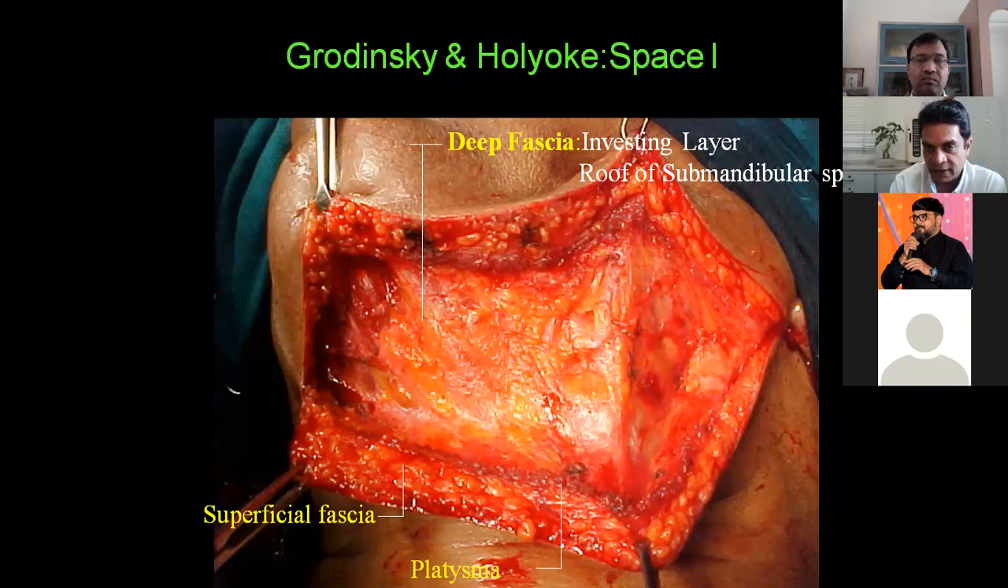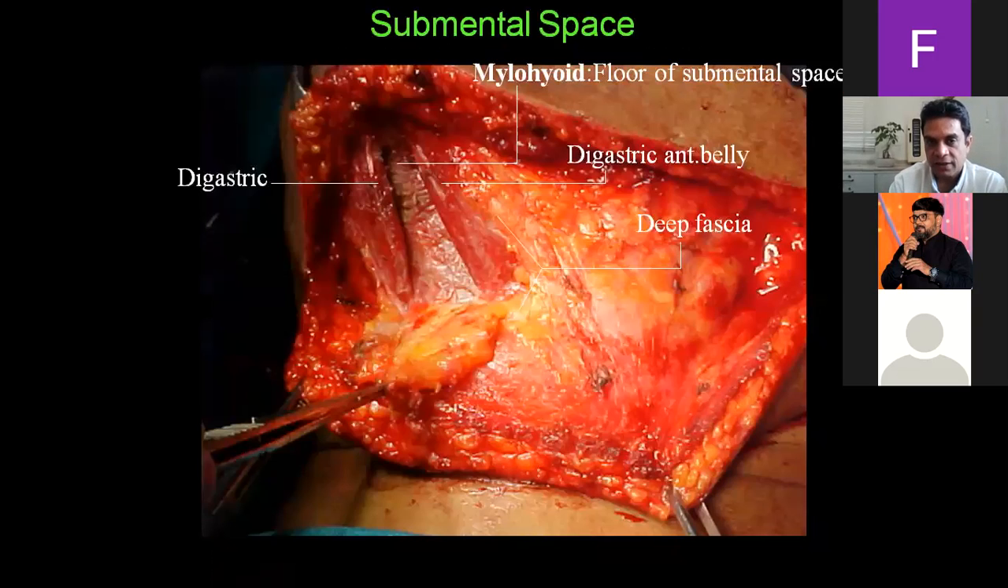Now when we cut this investing layer of fascia, we enter anteriorly into the submental space. You can see it is lined bilaterally by the anterior belly of digastric, and its roof is formed by the mylohyoid muscle. The floor is formed by the fascia, and there is no open space, only loose connective tissue.